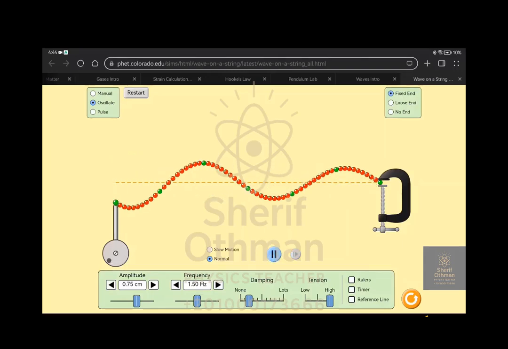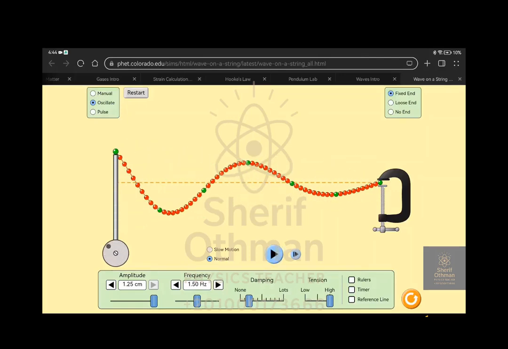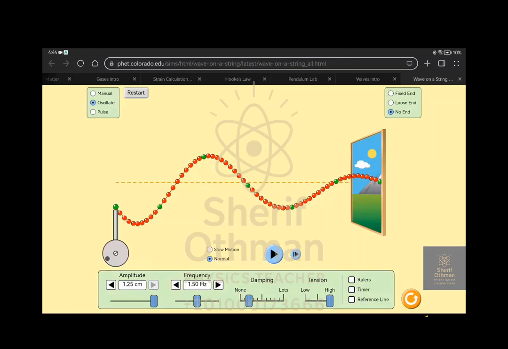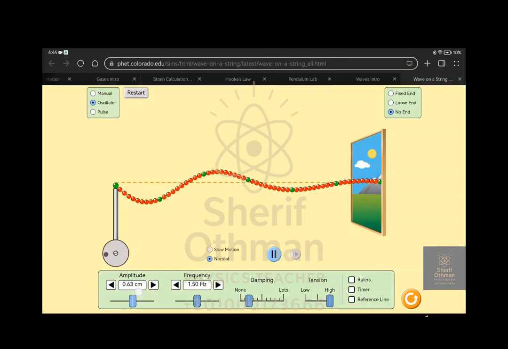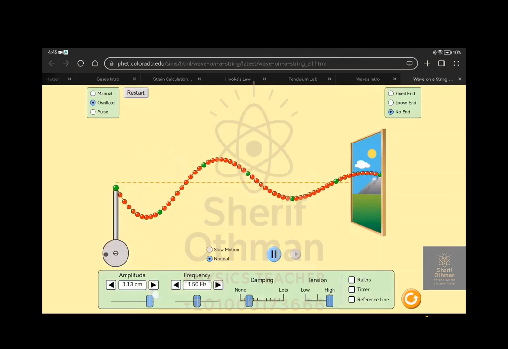Now I'm going to increase the amplitude, guys. Notice that the maximum displacement increased. The maximum displacement from the rest point is the amplitude. We can decrease the amplitude. Here is the amplitude.